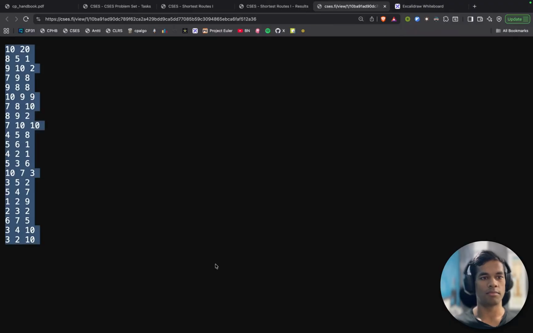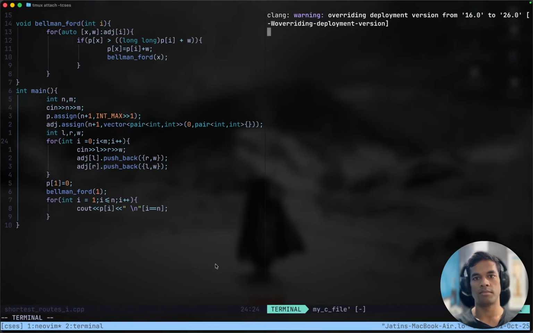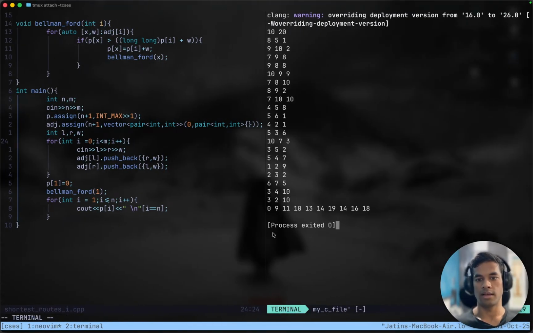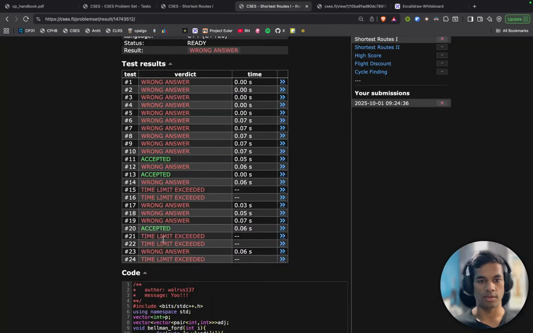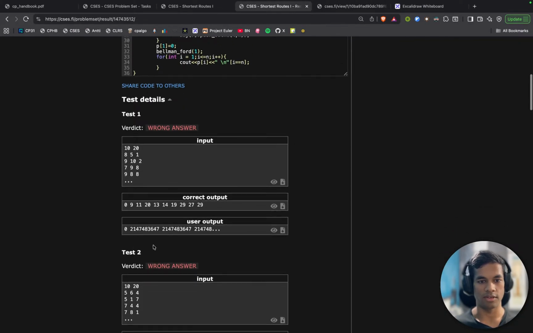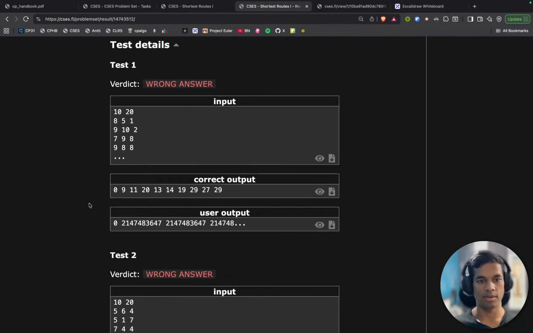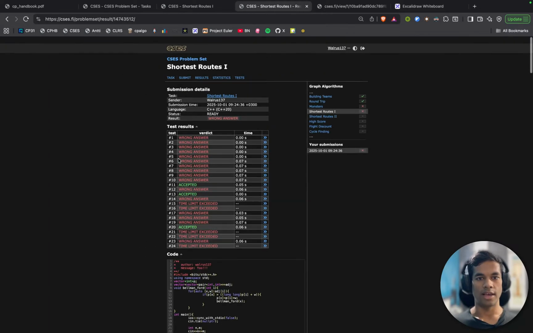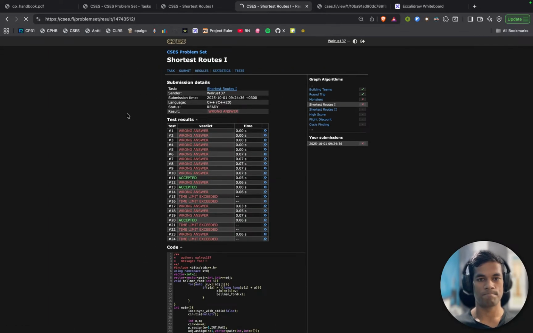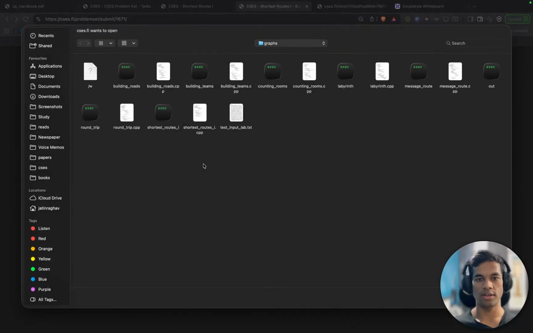And the answer turns out to be correct. Now the first shortest things are 9, 11. Okay, and we can submit this again. And it works hopefully this time.